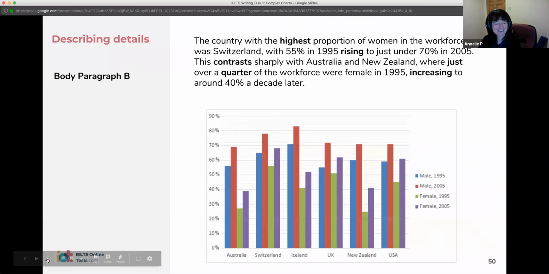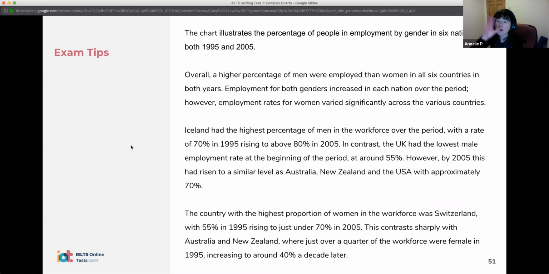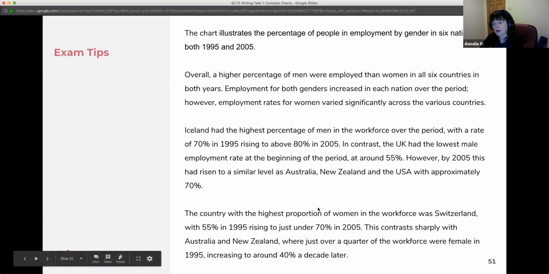Okay, so let's have a look at this. So I'm going to give you some overall tips now. While I'm giving you the overall tips, you can also have a look at the whole answer, which has been written out here. So we have the introduction, we have the overview, and then we have the 2 body paragraphs. Okay. So a few tips.